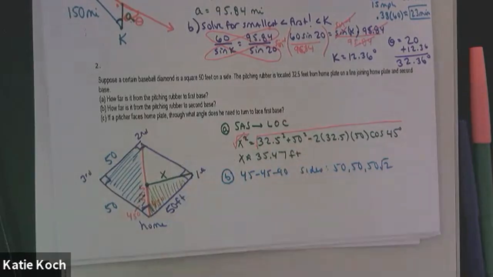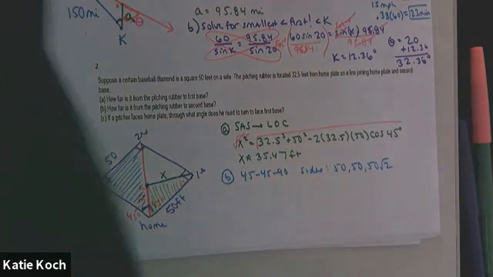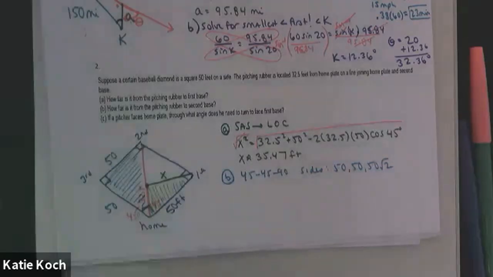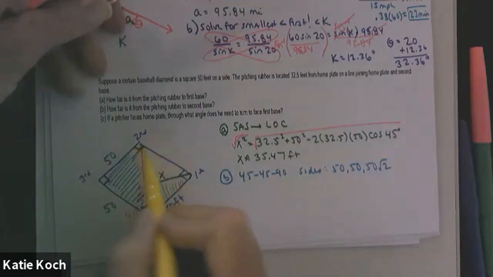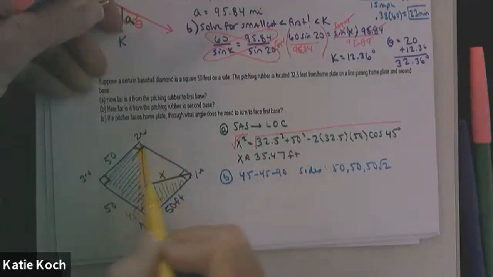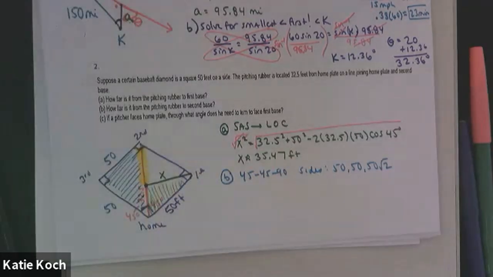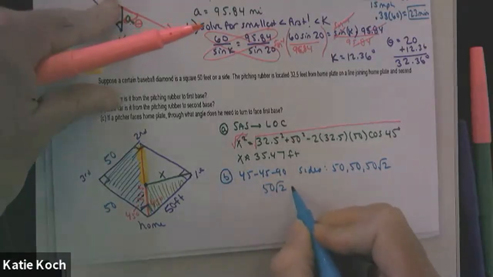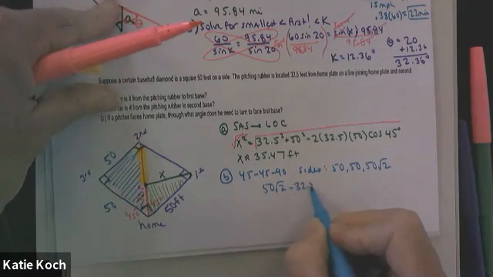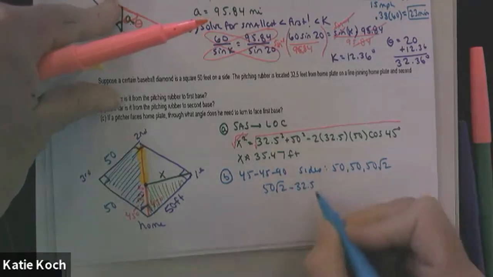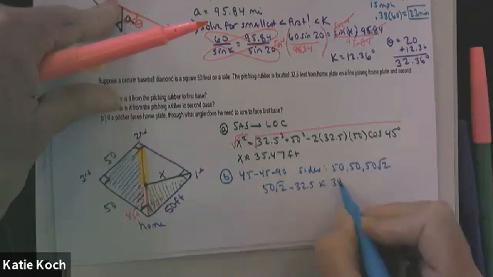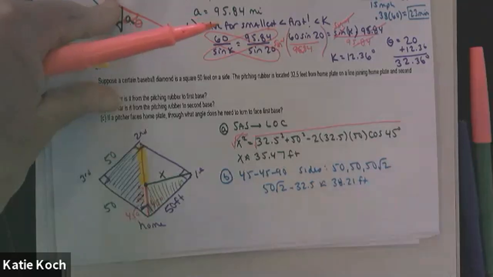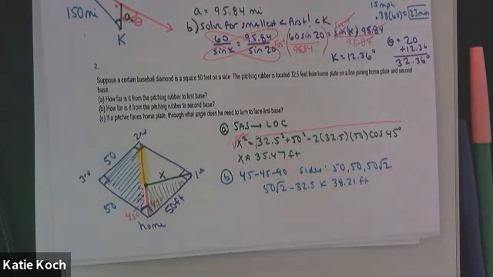They only wanted to know, oh gosh, where's the highlighter? Here we go. They only wanted to know from second base to the pitcher's mound there. So I just have to do a little bit of subtraction. 50 root 2 minus 32.5. And I would get about 38.21 feet. Definitely more than one way to do that part.